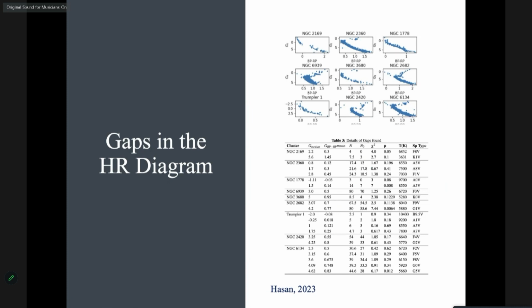Therefore, what we did is we used a quite old technique, which is a chi-square technique, to identify gaps in these 9 clusters for which gaps were reported, to see the significance of these gaps and how they can be matched. What are the spectral types? You can see the spectral types of the stars at which we have the gaps. And this paper has already been accepted. It should be out soon.